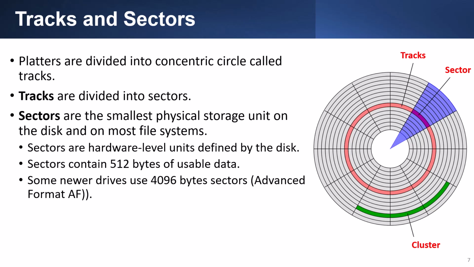Platters are divided into concentric circles called tracks. Tracks are divided into sectors, which are the smallest physical storage unit on the disk and on most file systems. Sectors are hardware-level units defined by the disk, which contains 512 bytes of usable data, with some newer drives using 4096 byte sectors.